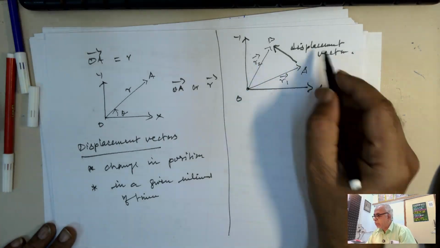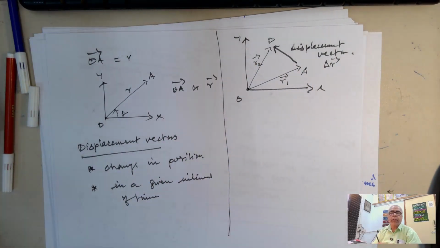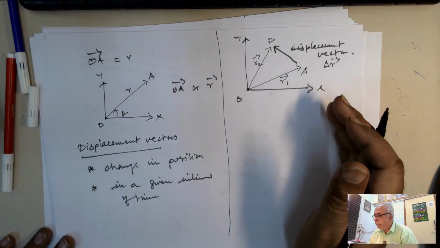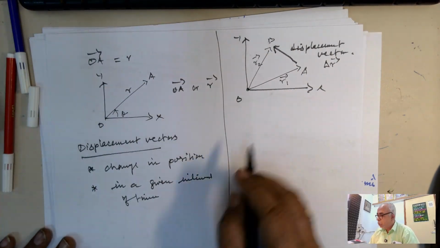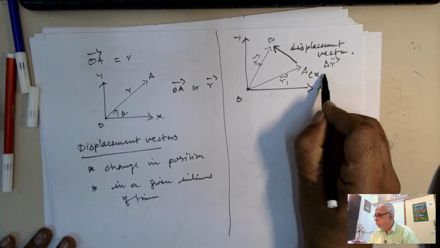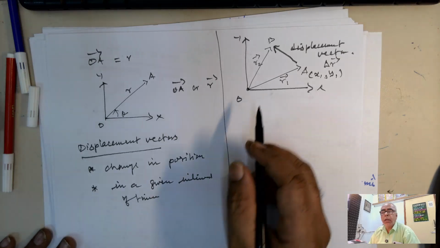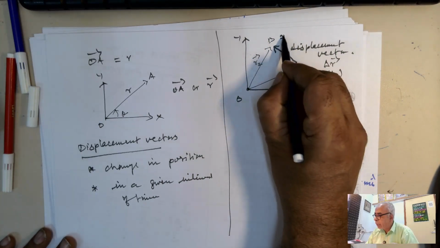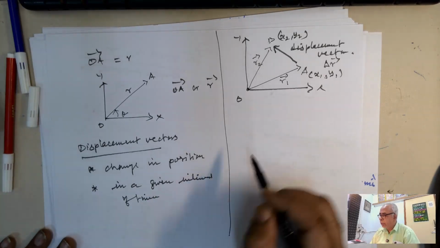Displacement vector, and that is represented by delta R vector. It means it has taken a time t to travel from A to B. So this A can be represented as x1 comma y1. Do you understand? And what about the point B? That is x2 comma y2. This is point B.